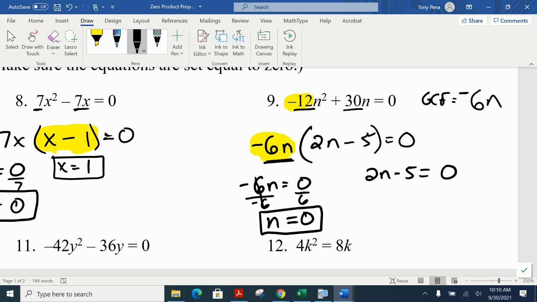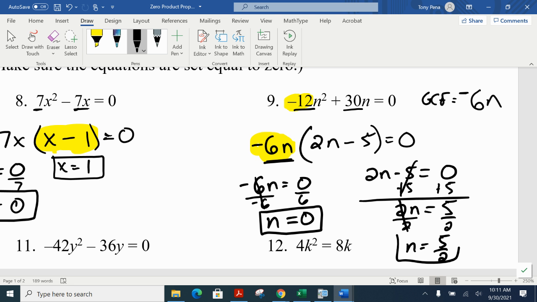Go through, solve this one. We would add 5 over. We then get 2n equals positive 5. Divide that by 2, and my second answer, we'll just leave it as a fraction, 5 divided by 2. All right, those are our two answers.